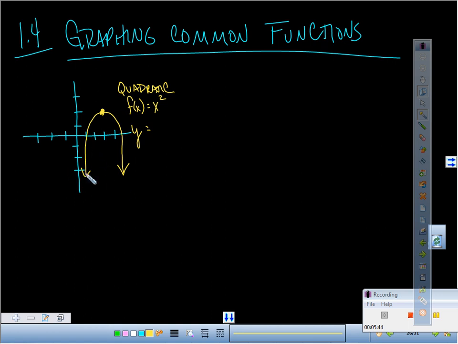What's the first thing that you notice about it? It opens upside down. So what does that do? Is the negative on the X or on the outside? It's on the outside, because that reflects it over the X-axis when you put it on the Y. It makes it open down.